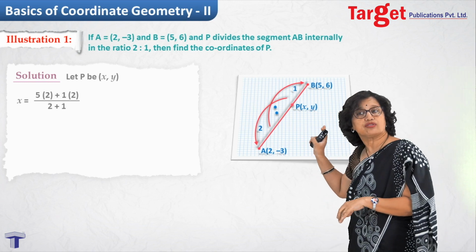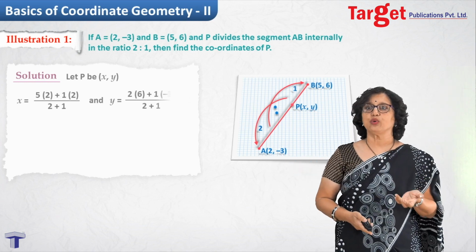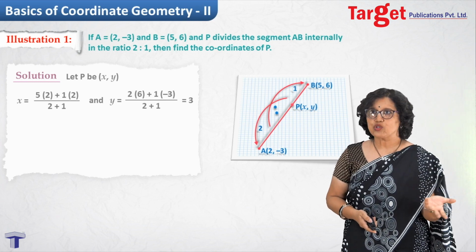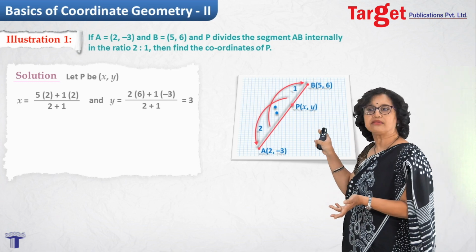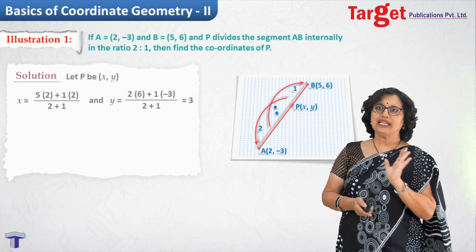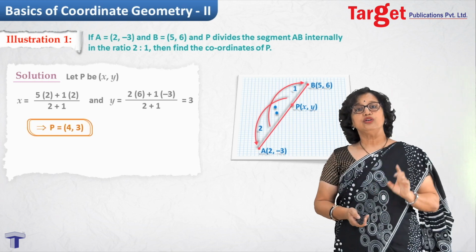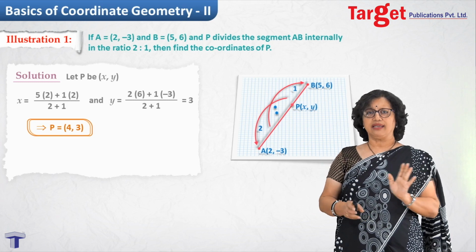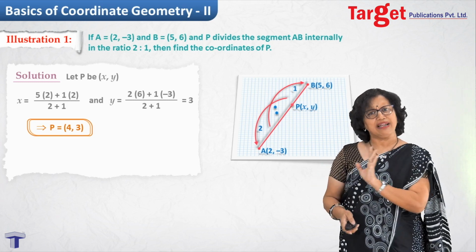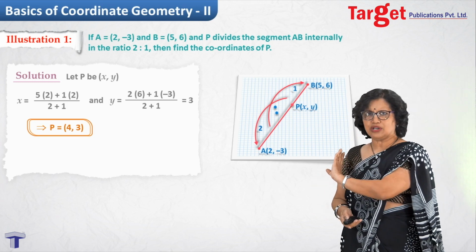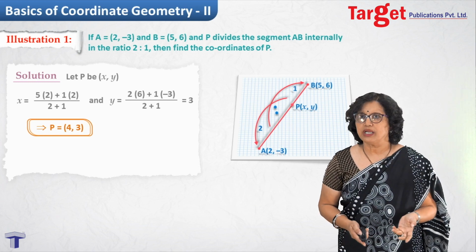5 into 2 plus 2 into 1 upon 2 plus 1, that gives you x, and similarly you get y also, that is 2 into 6 plus 1 into minus 3 upon 2 plus 1. So the answer for x would be 4, and for y the answer is 3. So point P is given as 4, 3. Simple application of the formula. One example should be sufficient to understand how we apply the formula.